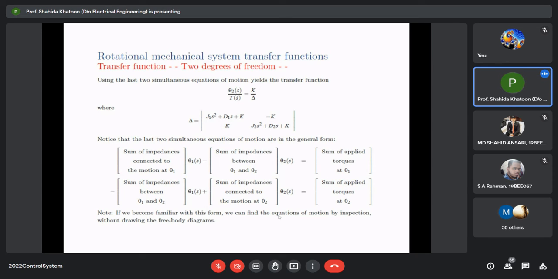D2S plus K. So the last two simultaneous equations can take the general form like this: sum of impedances connected to the motion at theta 1 into theta 1 minus sum of impedances connected between theta 1 and theta 2 into theta 2 is equal to sum of applied torques at theta 1. Okay, minus sum of impedances between theta 1 and theta 2 into theta 1 plus sum of impedances connected to the motion at theta 2 into theta 2 gives you the sum of applied torques at theta 2. So once you become familiar with this form, we can find the equation of motion by inspection without drawing the free body diagram. I want you to take down the notes.